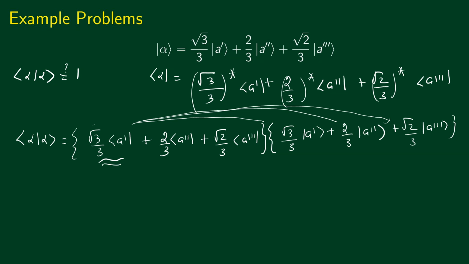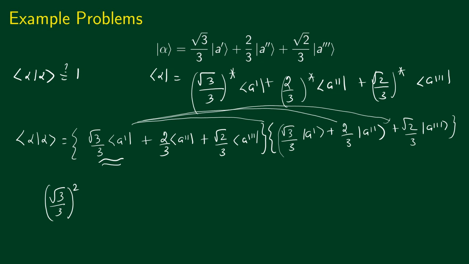Okay, I can combine it with this first term. Since this root 3 by 3 is a number, I can take it out. The numbers will pass right through bras or kets, they don't make any change. It doesn't matter where we put the numbers, so we can combine the numbers first. So the first term becomes root 3 by 3 square.